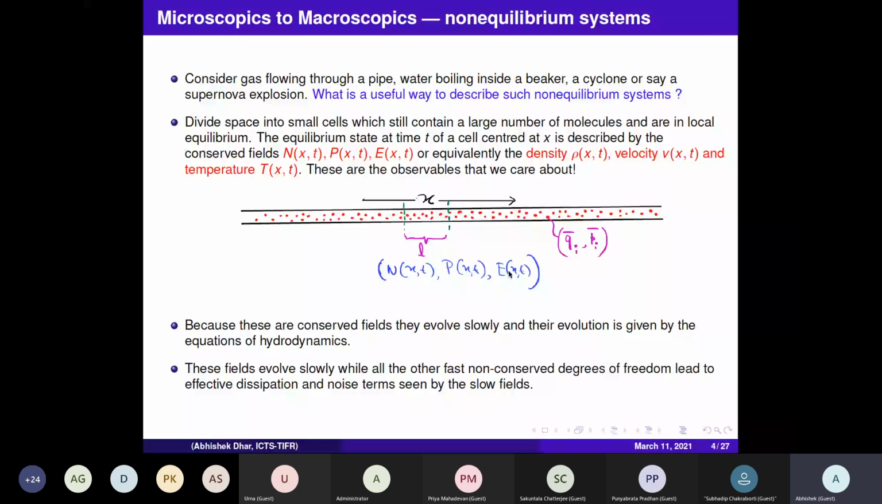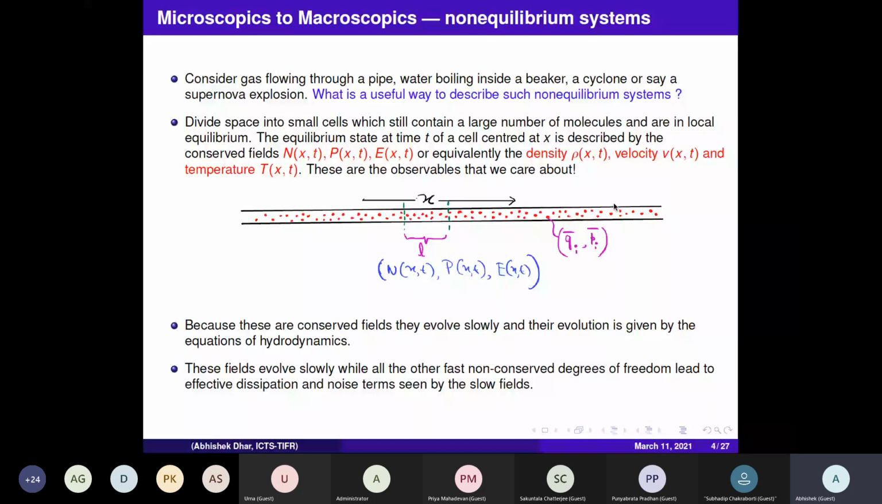And we say that this box is in a state of local equilibrium described by these observables. Okay, and then we say that this is not uniform everywhere. So you have three fields which vary in space and in time. And so instead of N, P, and E, we can equivalently talk of density, velocity, and temperature fields. And these are really the observables that we care about, right?